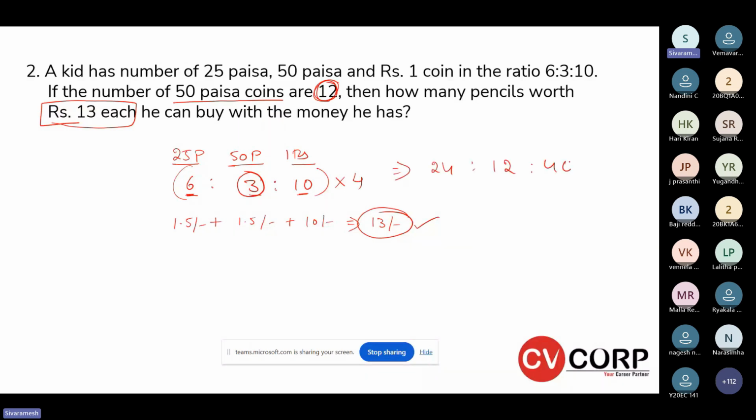This is the actual ratio, but there's no need to calculate the amount again. We already got to know that each set's value is 13 rupees, so he is having these 4 sets. To make 3 into 12 we multiply with 4, so obviously he can buy 4 pencils with the money he has. Because each set's value is 13 rupees, so 4 sets means 4 times 13, so he can buy 4 pencils. Are all of you clear with this question?